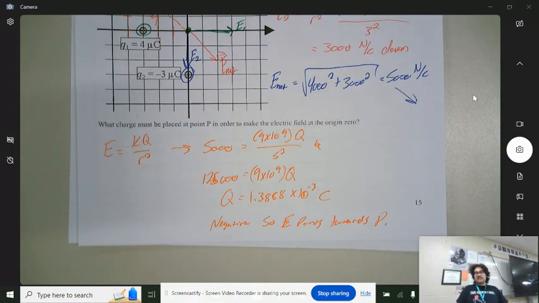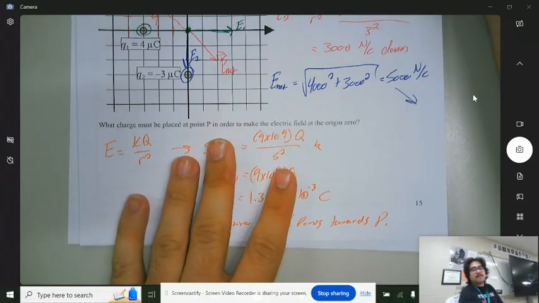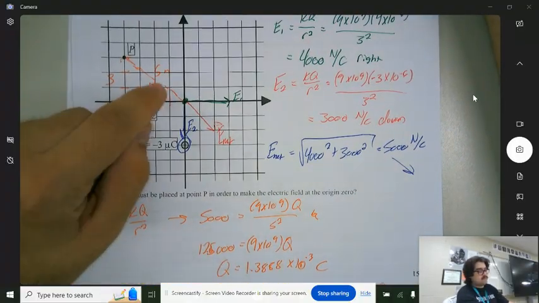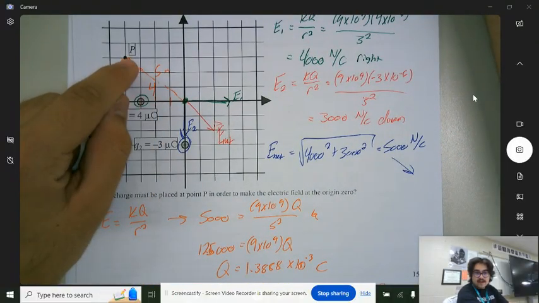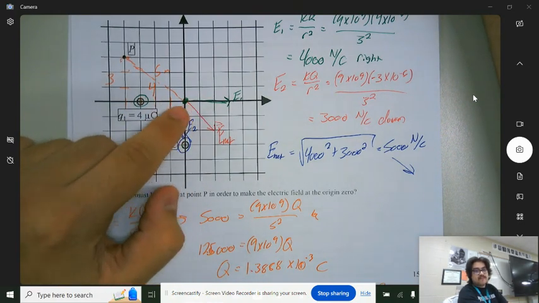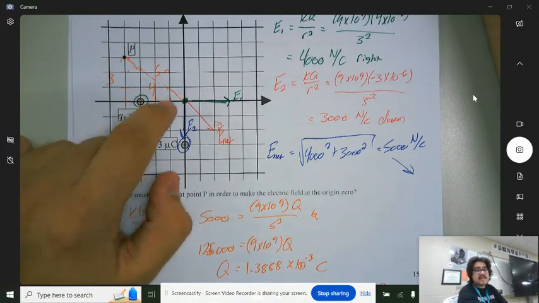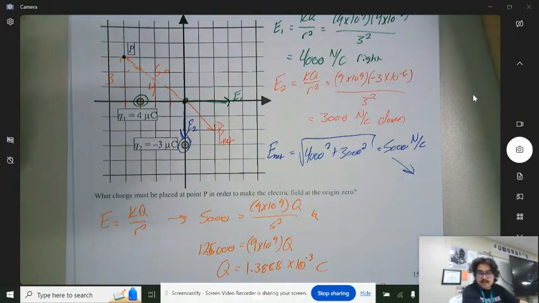Now, that doesn't tell us the sign. What sign does it need to be? Well, that's going to have to be analyzed in the problem because we need it to go up and to the left. If it's a positive charge, it's going to be repulsive. If it's a negative charge, it's going to be attractive. So we would need a negative charge at point P to satisfy this, to get the electric field to cancel out to 0.